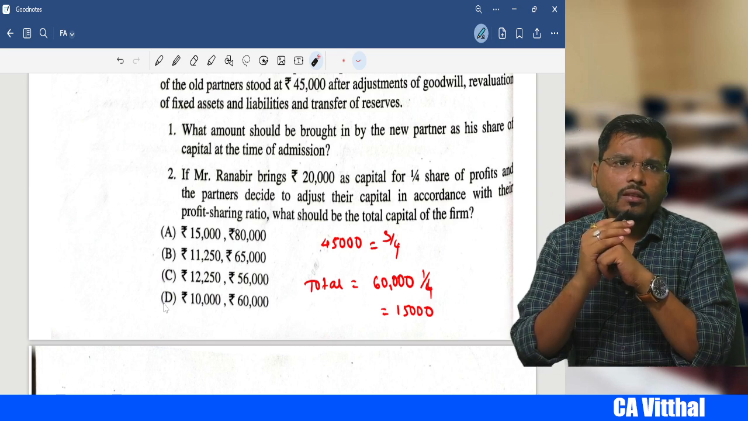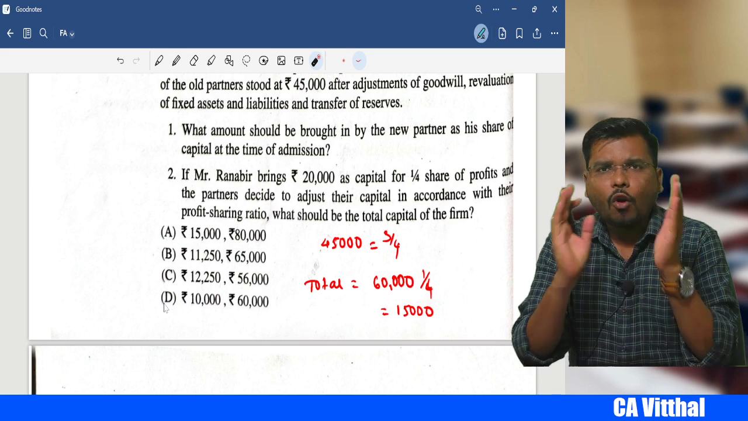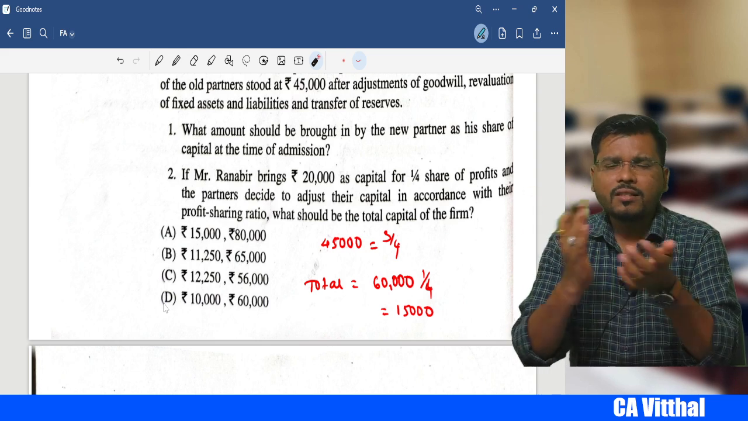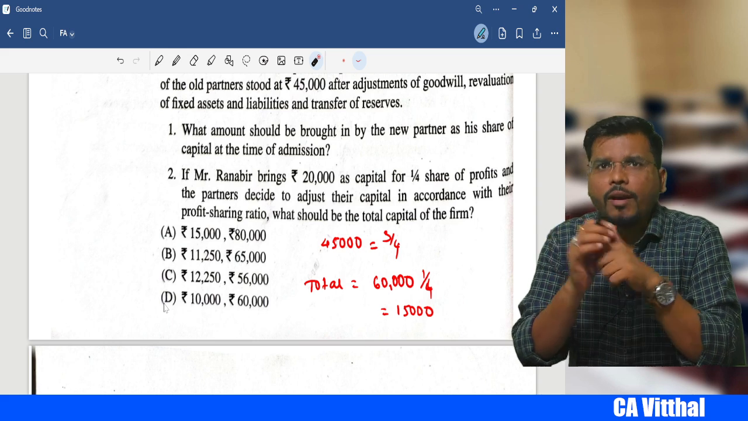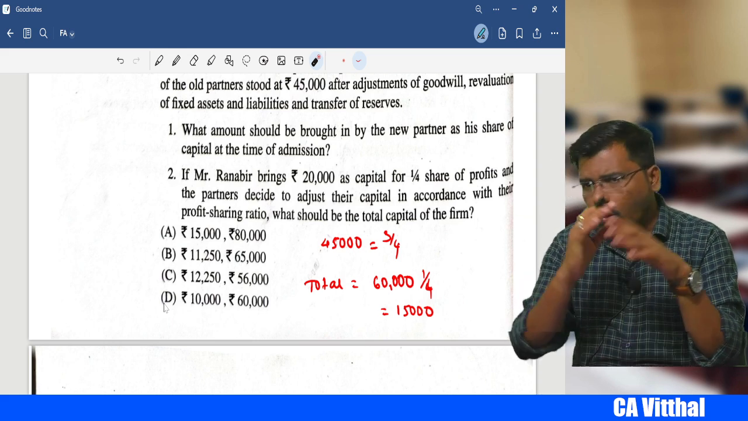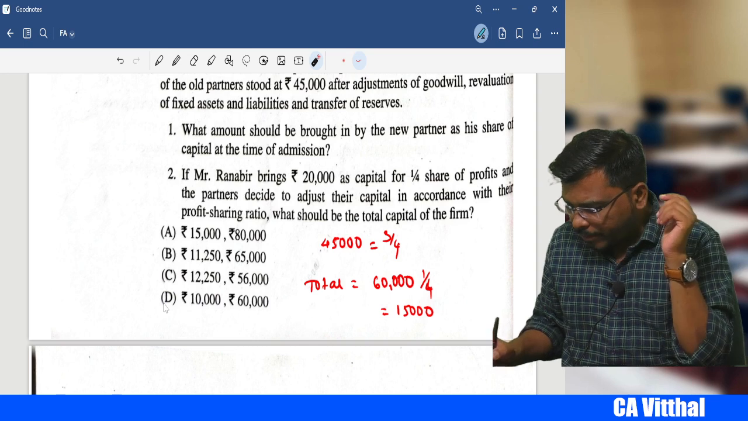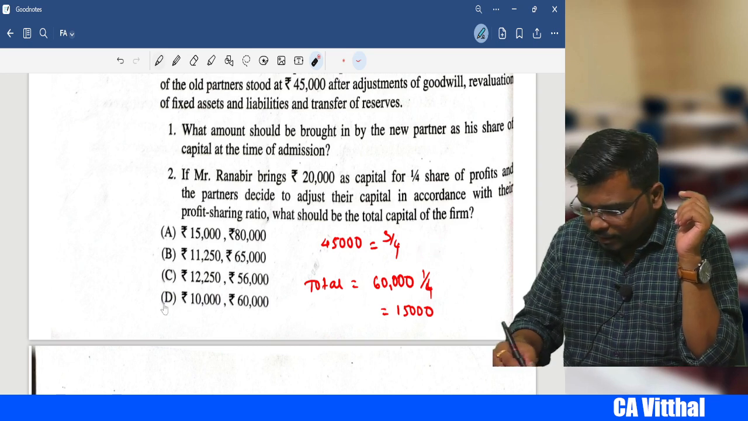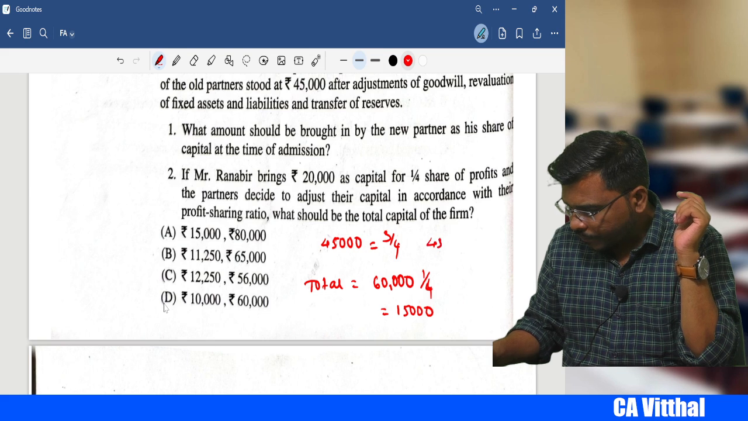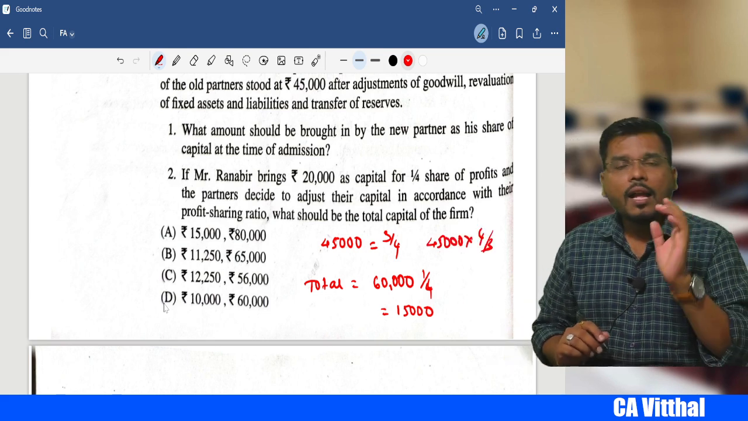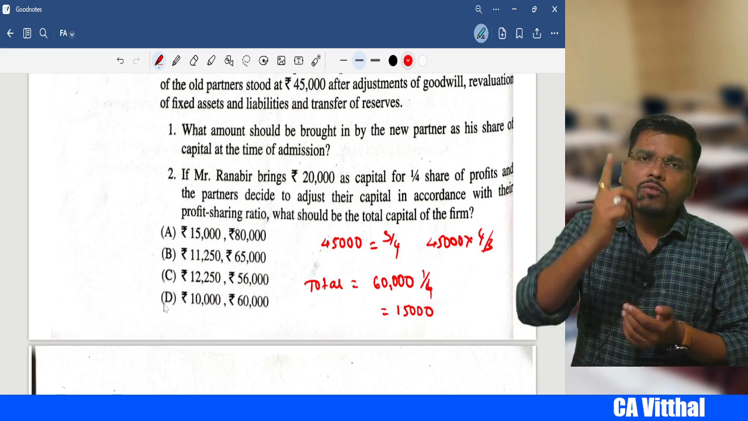1/4. So the old partners' capital, which is 45,000, becomes 3/4, because 1 minus 1/4 is 3/4. So 3/4 is the capital of the old partners, which is 45,000. So what does the whole entire firm capital become? 60,000. How, sir? It's very simple. If you want to calculate, you can do it like this: 45,000 into 4 divided by 3, you get 60,000. And the new partner is coming for how much? 1/4.